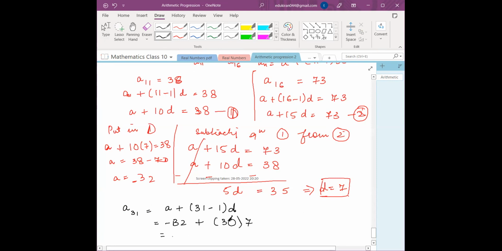So please solve it. Minus 32 and plus 210. So this will be 10 minus 2 is 8. Then I get here 0 minus 3, which is 7. And then 1. So I'm getting 178 as my 31st term. Yes, this is correct.